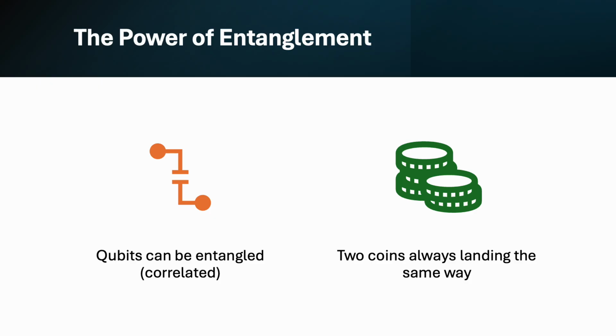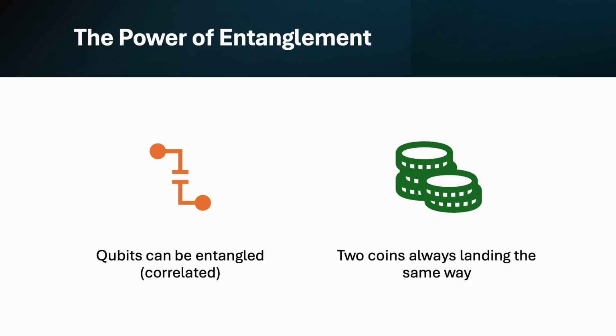With qubits, when they are entangled, measuring one qubit immediately affects the other entangled qubit, and their states are perfectly correlated. It is like they are twins that are always doing opposite things or always doing the same thing, depending on how they were entangled.